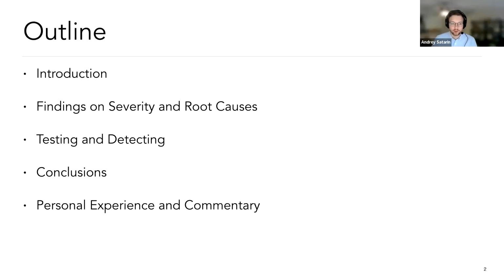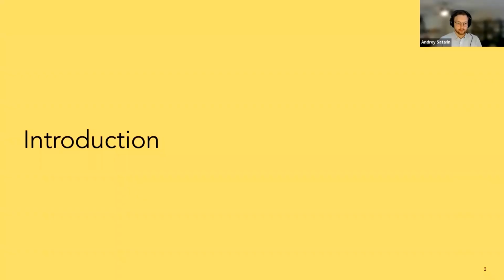Rough outline of the talk. I'm going to give an introduction of the paper, talk about findings they have on severity and root causes of upgrade failures. Talk about testing and detecting those failures, some conclusions, and in the end, I'm going to give some personal experience of me doing upgrade testing for distributed systems. So let's start with the introduction.